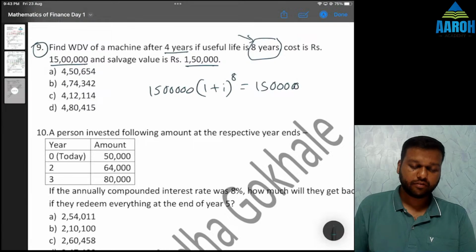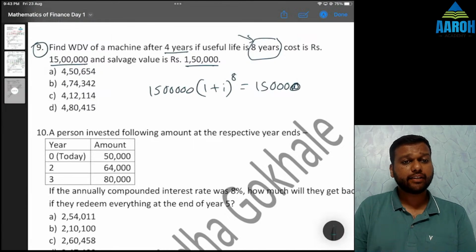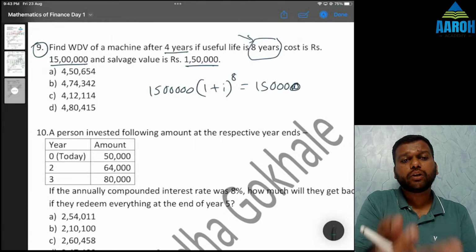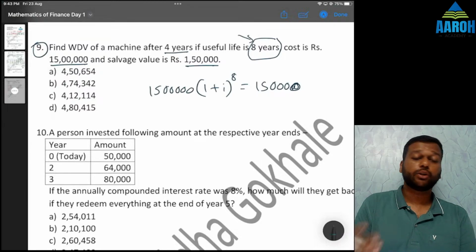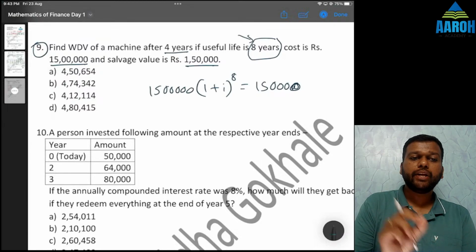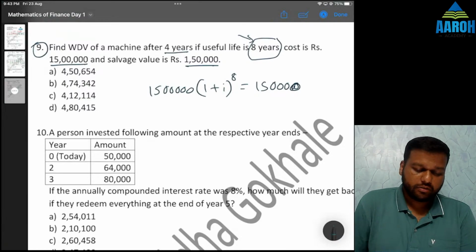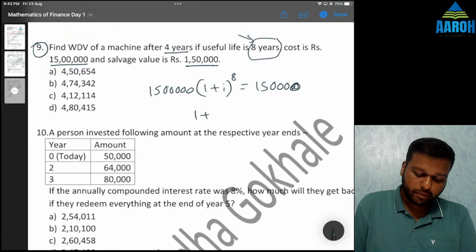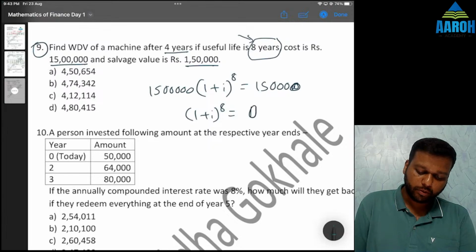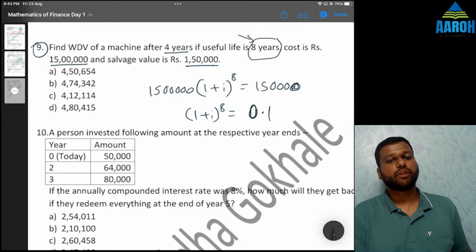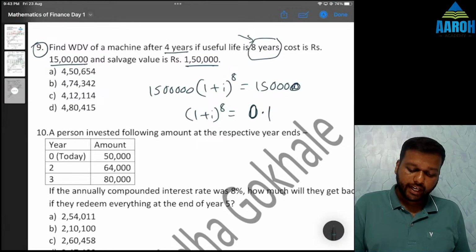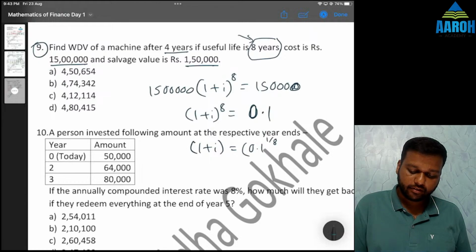Do it the same way, exactly the same way. The only difference is that your I will come negative. That will be your interest rate or depreciation rate, right? So P into 1 plus I raised to n is equal to A. Same thing that we are doing. So 1 plus I raised to 8 will be how much? 0.1. Okay, fine. So can I write it just like the previous question? 1 plus I is equal to 0.1 raised to 1 by 8.